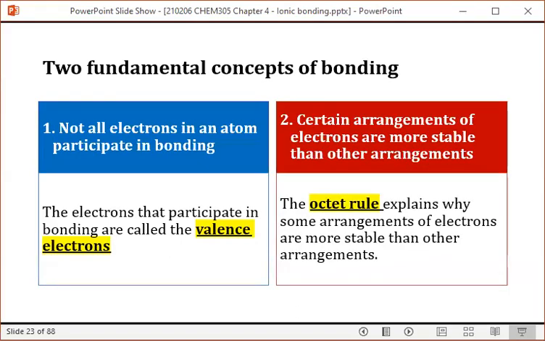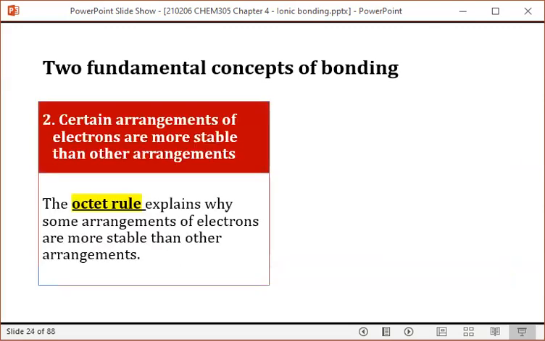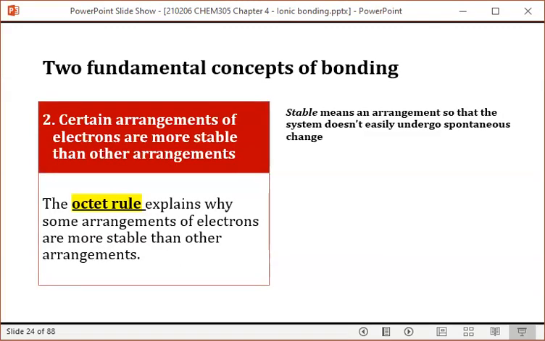The second concept of bonding is that only certain arrangements of electrons are more stable than other arrangements. So some arrangements of electrons are going to be more stable and therefore more likely than others. And the octet rule, which is what we're going to talk about here, explains why some arrangements of electrons are more stable than other arrangements. So when we say that certain arrangements are more stable than others, stable means an arrangement so that the system doesn't easily undergo spontaneous change, which means it won't easily react.